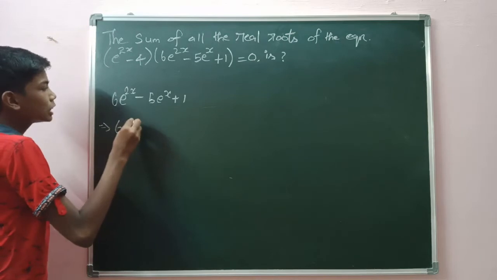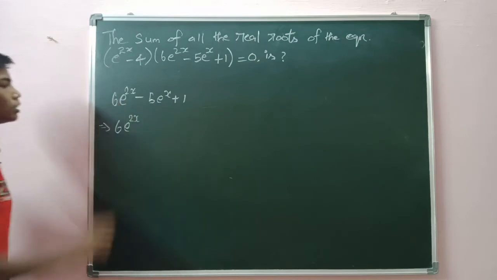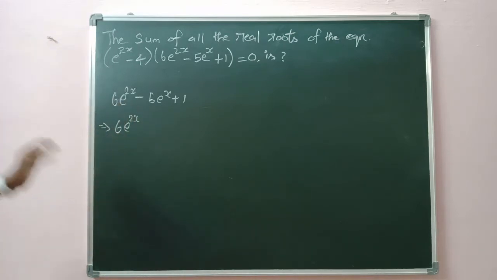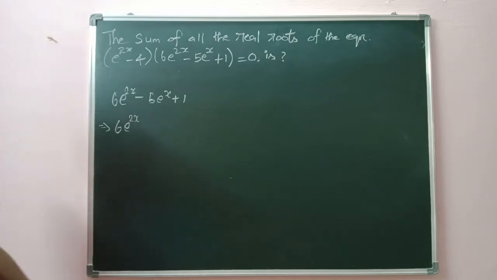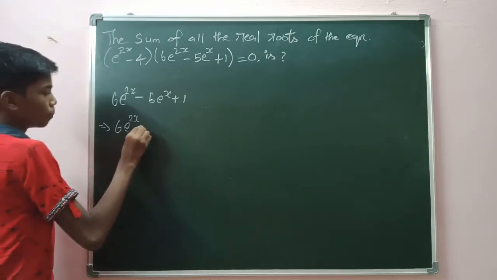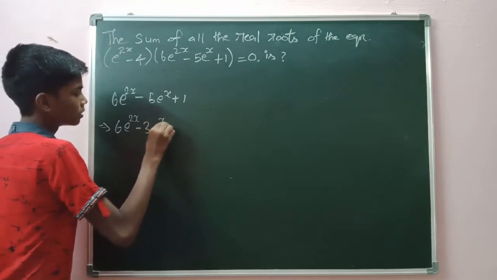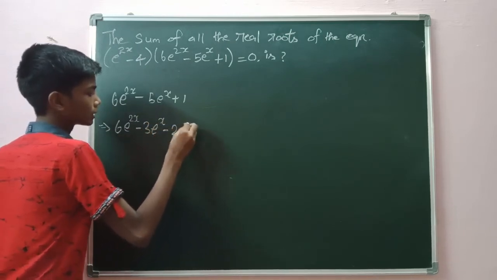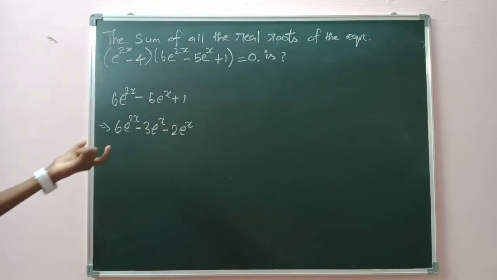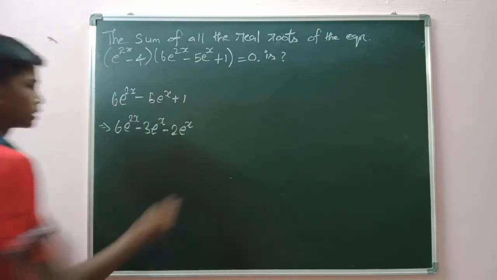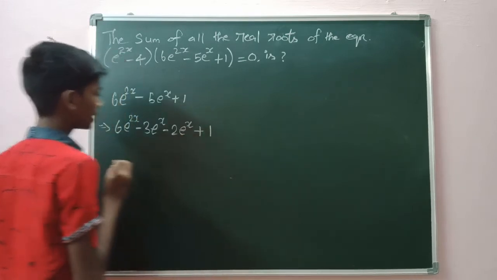In what way can I split your middle term? Multiply 6 e power 2x into 1, I will get 6 e power 2x. As I am having 6 e power 2x, I can split this minus 5 e power x as minus 3 e power x minus 2 e power x. Correct? Because minus 3 e power x into minus 2 e power x is 6 e power 2x. Then plus 1 is something I am having.